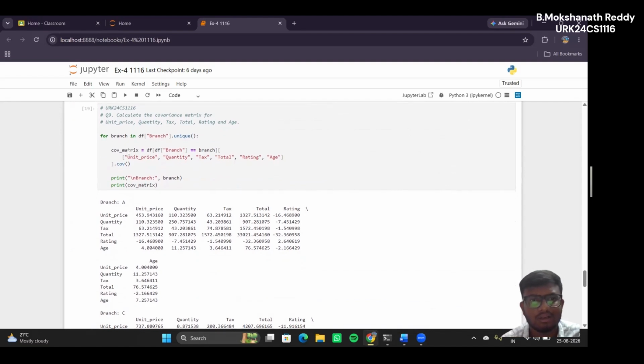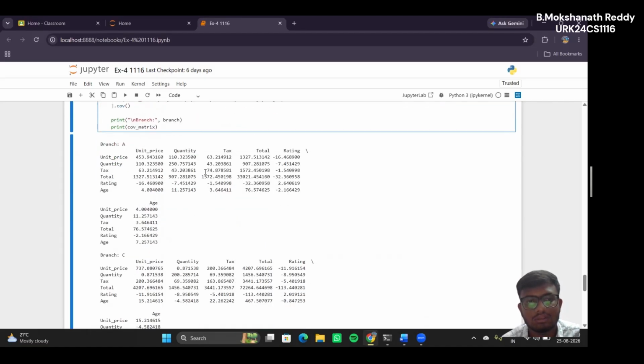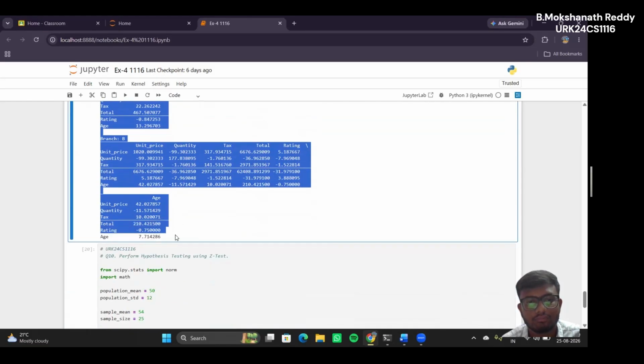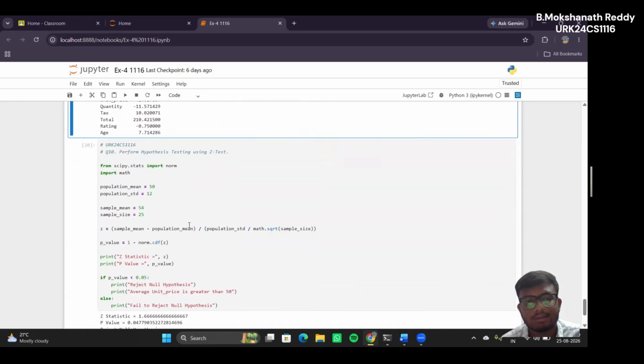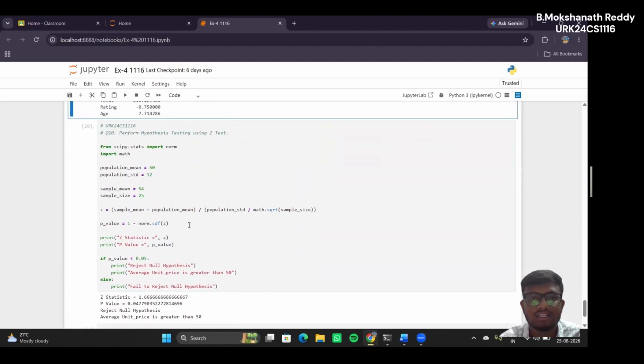The ninth question is to calculate the covariance matrix for unit price, quantity, tax, total, rating, and age. Here it selects unit price, quantity, tax, total, rating, and age. This is the output. And next, the last question is to perform hypothesis testing using a Z-test.